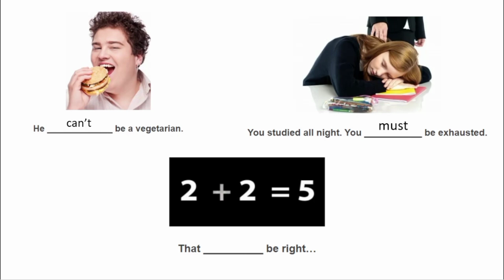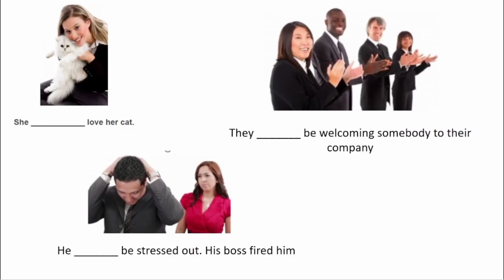2 plus 2 equals 5. Okay, so this is incorrect, right? 2 plus 2 equals 4. So we can answer that can be right. Yes, absolutely, that can be right. Okay, next. She blank love her cat. Yeah, from the picture we can see, and it must be must. She must love her cat.